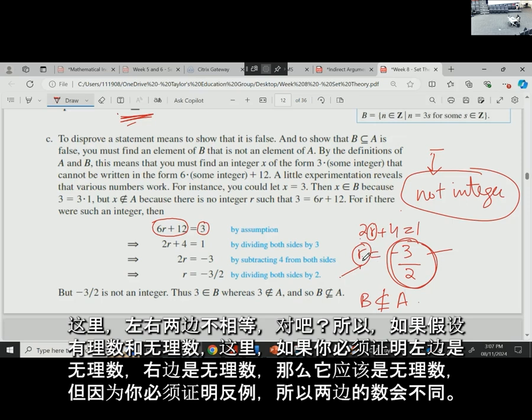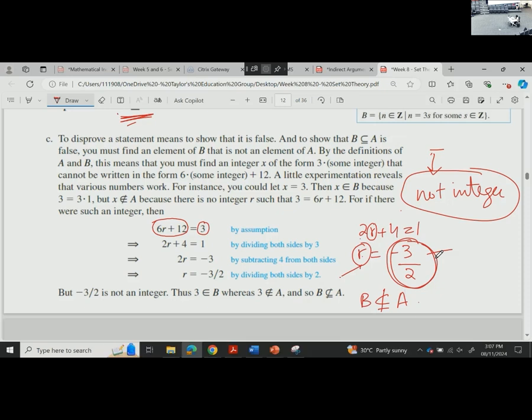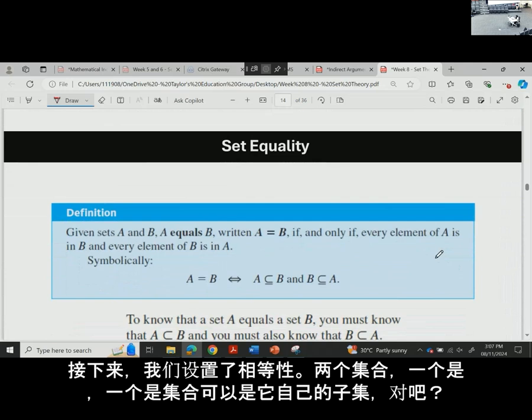Okay, so this could be, let's say it was rational and irrational numbers. Here, if you had to show that you have an irrational number on the left hand side and on your right hand side it should be irrational, but because you have to show the counter example, they would be different. On both sides you will have different types of numbers. That will be a contradiction and that will be false, so that will be your counter example, okay, to prove something to be false. Okay, clear? Yes? No? Okay.